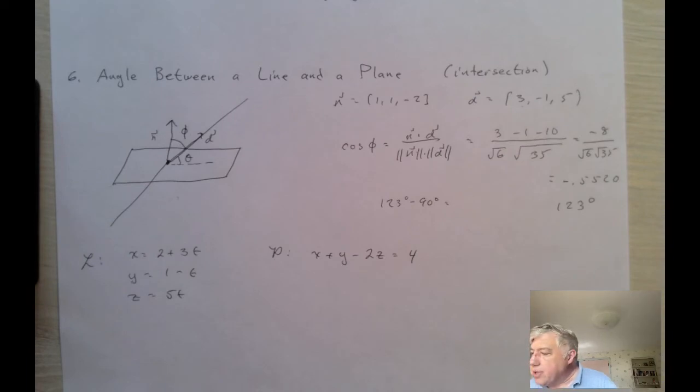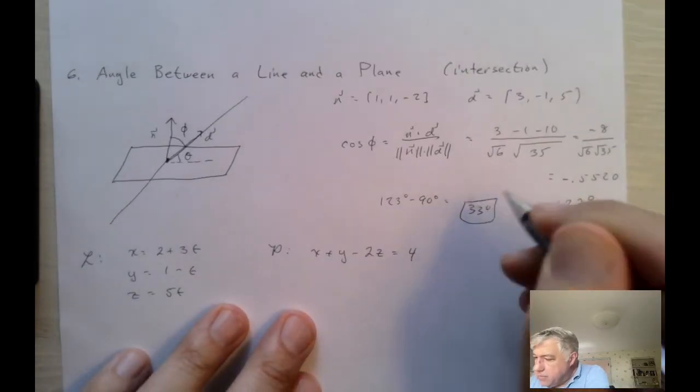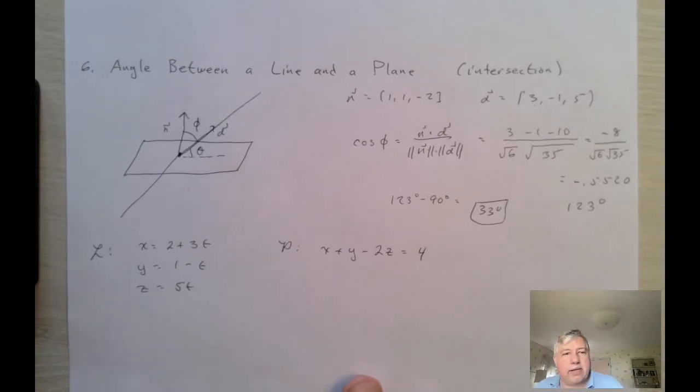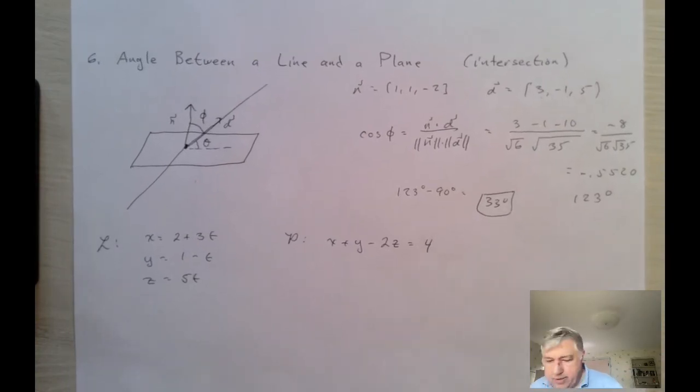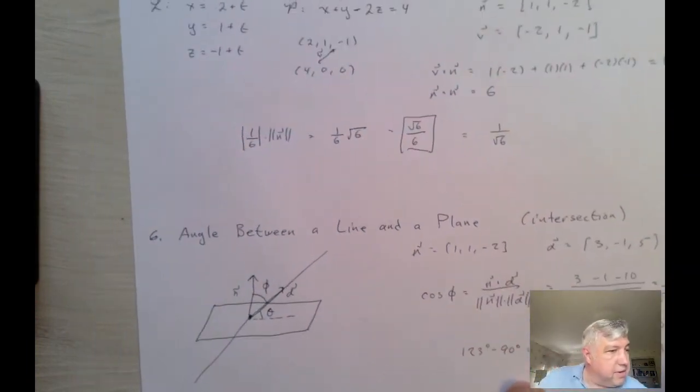Or actually, yeah, it's 33. Okay. That's the angle between a line and the plane in this case. Last one here.